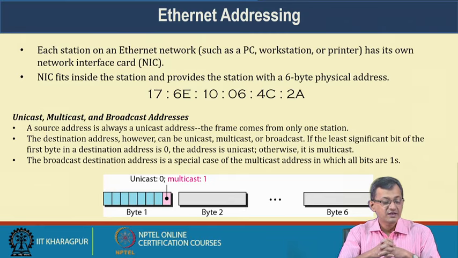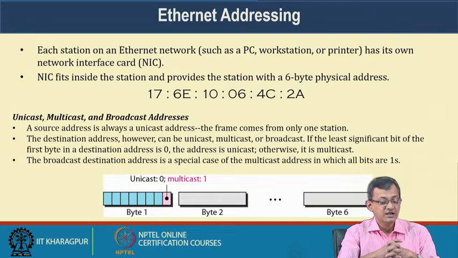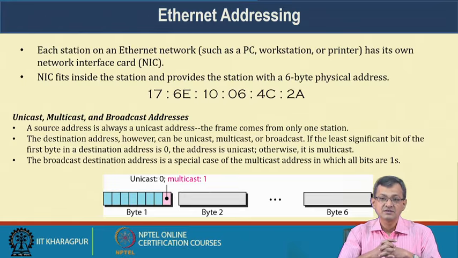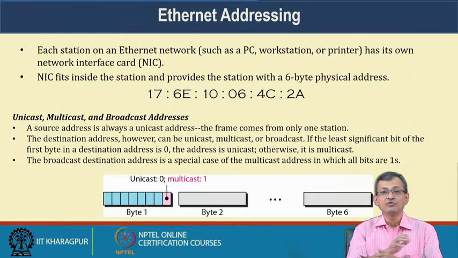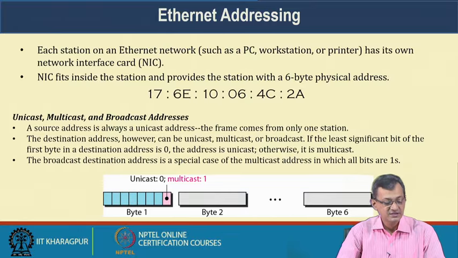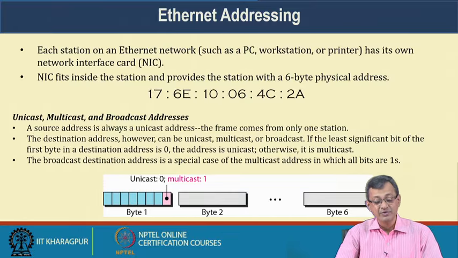Right. And there is a scheme at the layer 2 level of unicast, multicast and broadcast addresses. A source address is always unicast. When it is generating, it is always unicast. The frame comes from only one station. So, when you are generating an Ethernet or layer 2 frame, it comes from one station. The destination address, however, can be unicast, multicast or broadcast.